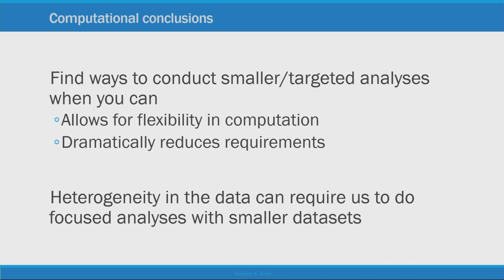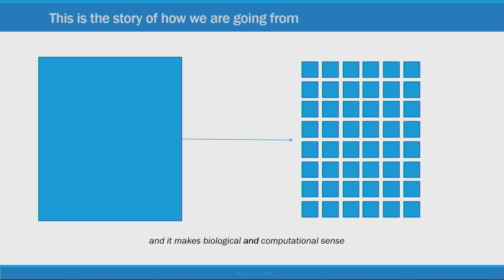So computationally, we have to find ways to conduct smaller, targeted analyses when we can. This allows for flexibility in the computation and dramatically reduces requirements, but also it reflects the biological heterogeneity. So it's computationally beneficial, but it also is beneficial for answering our questions. Okay, so essentially this is the story of how, as a field, we've moved from doing these large monolithic analyses to these really small analyses. And the big finding is basically that this makes both computational and biological sense.